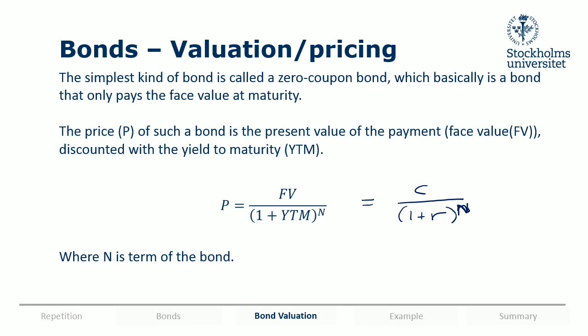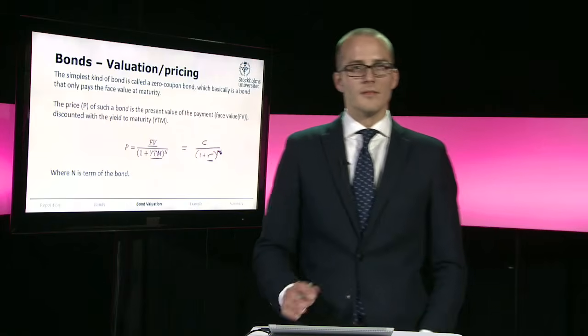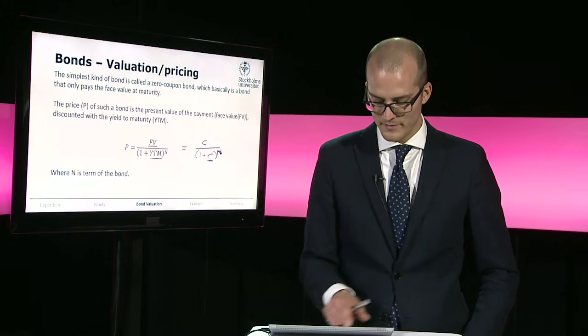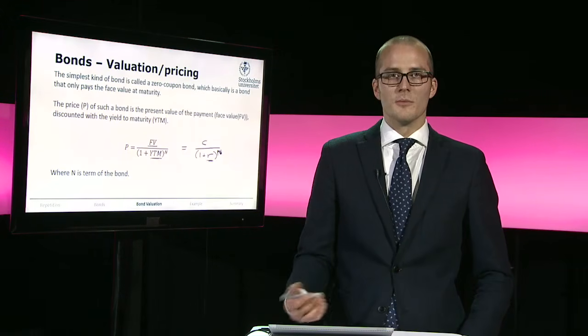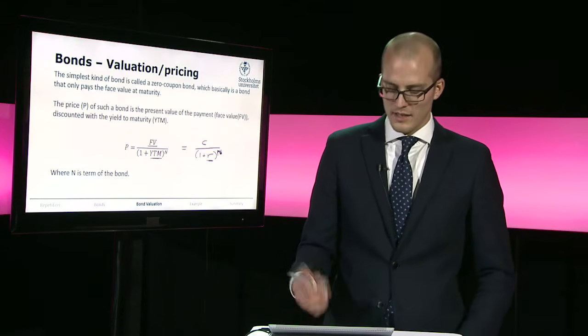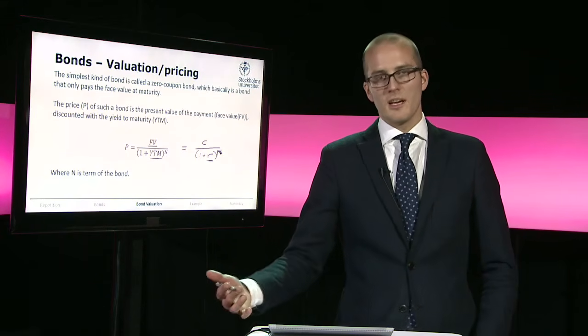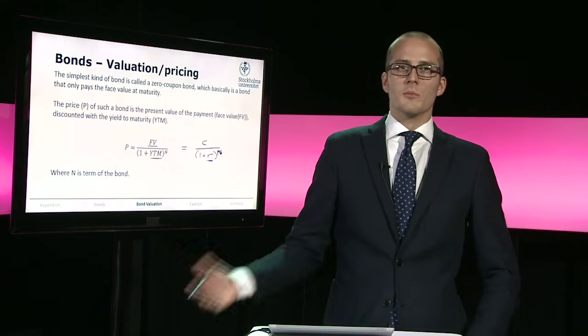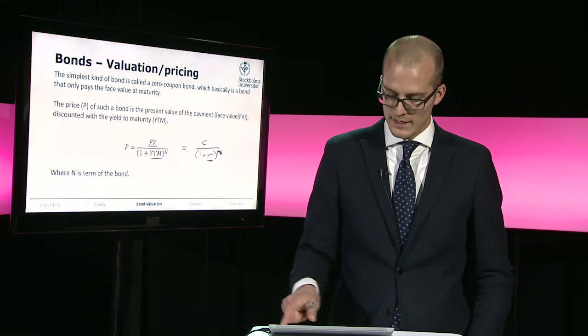But when we price bonds, we call the cash flow that we will receive the face value if it's a zero coupon bond, and the discount rate is called the yield to maturity. Otherwise, it's exactly the same thing. And N is the term of the bond. So if it's 4 years until maturity, hence we get the face value in 4 years' time, then N is 4 because we will move it 4 years.